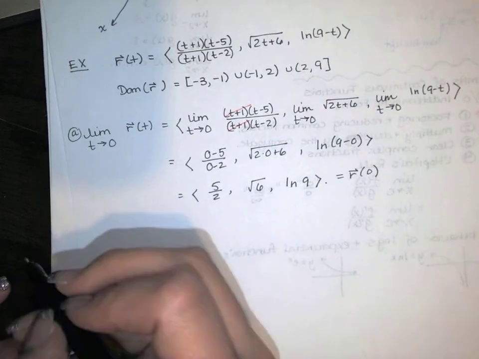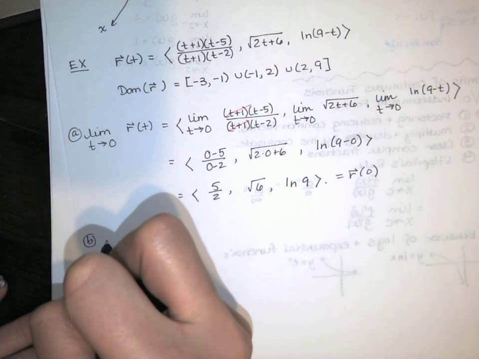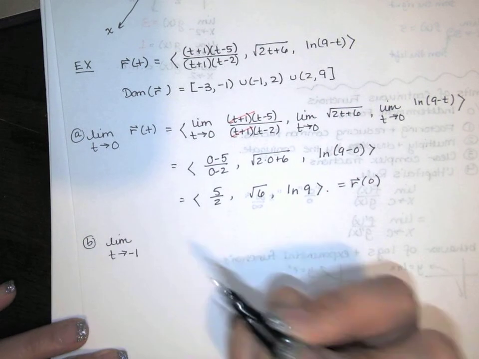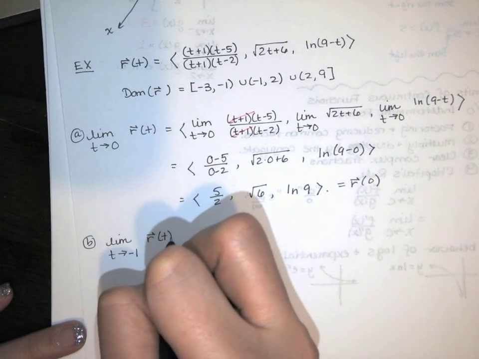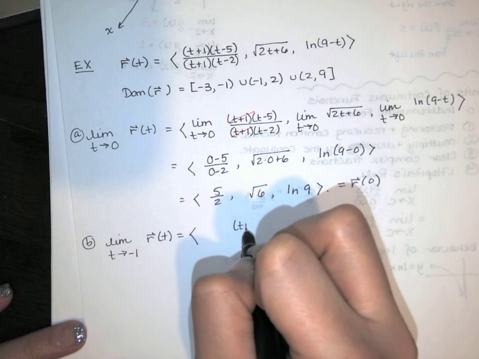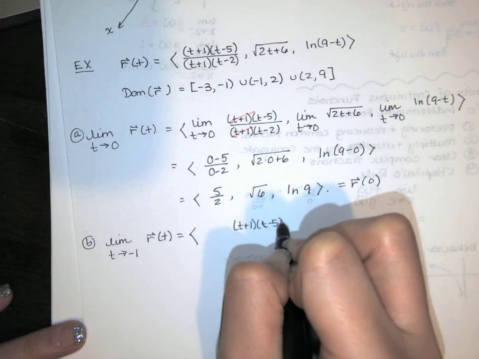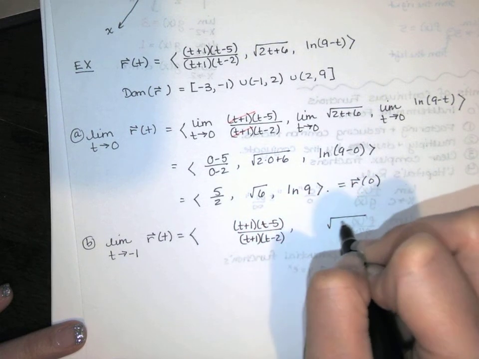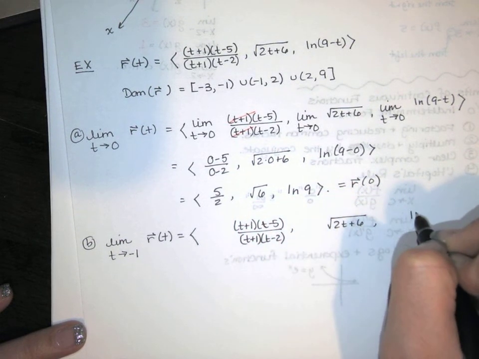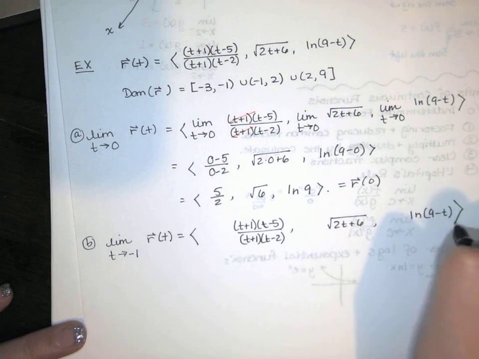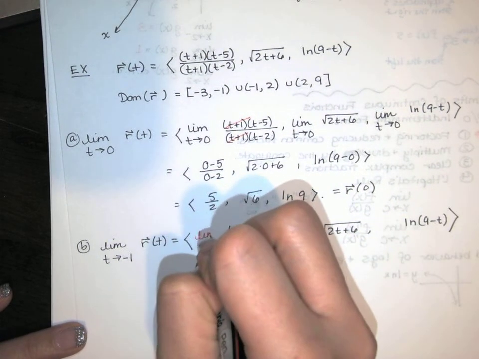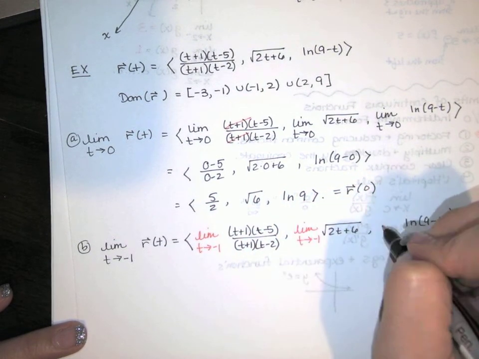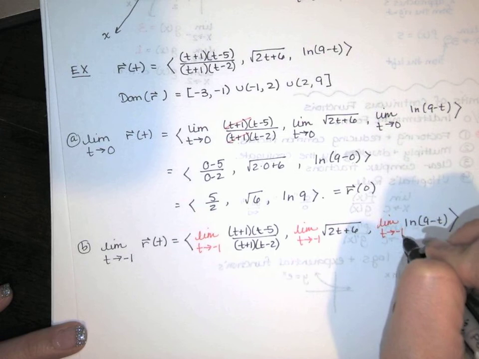Okay. So let's pick a point where it's not continuous. Let's try negative 1. So I want to take the limit as t approaches negative 1 of r of t. I'm going to write down my x of t, y of t, and z of t, and let t approach negative 1 for all of them. That's exactly how we take the limit of a vector valued function, sometimes called just a vector function.